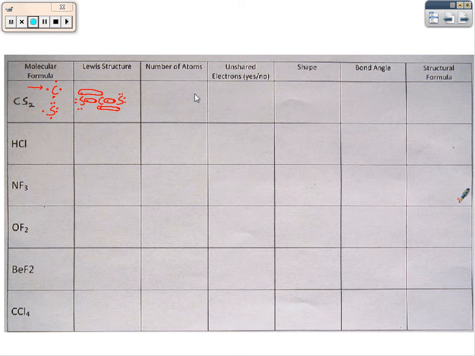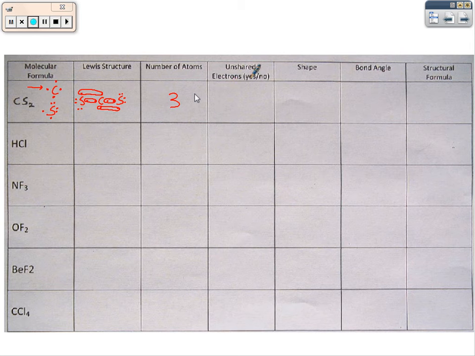Number of atoms just goes back to the formula or the Lewis structure we've drawn. There are 3 total atoms. We need that information because when it comes time to figure out the shape, the bond angle and all that, there's 2 factors that are important. The number of atoms and whether or not you have unshared electrons. Again, the number of atoms is simply a matter of going back and looking at the formula. 1 carbon, 2 sulfurs, total of 3. We're just counting what we've got here. 1, 2, 3.